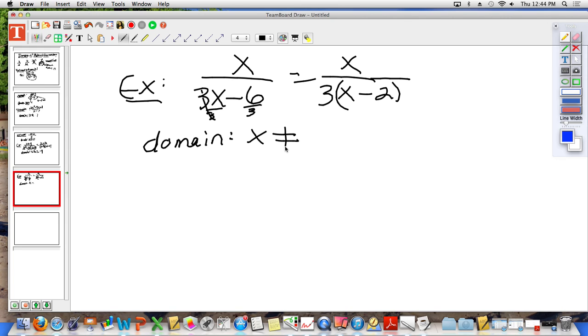X cannot be, what can it not be? Positive 2. It can't be positive 2. What about that 3? What do I do with that? Negative 3. Does it have an x with it? No, it's just alone. It's just a 3, so that tells you nothing. That is not going to change your domain. There's only one issue in our domain, and that is when x is 2. So anything will work except for 2. The 3 does nothing.